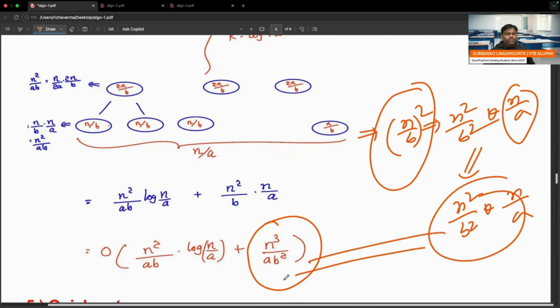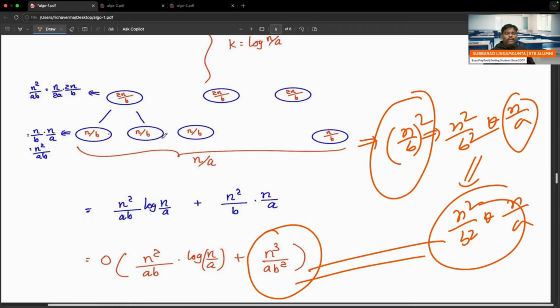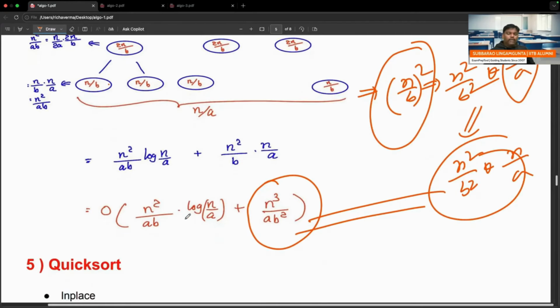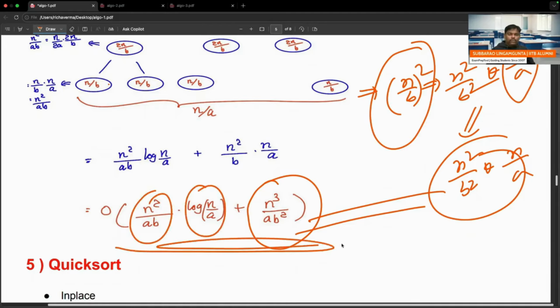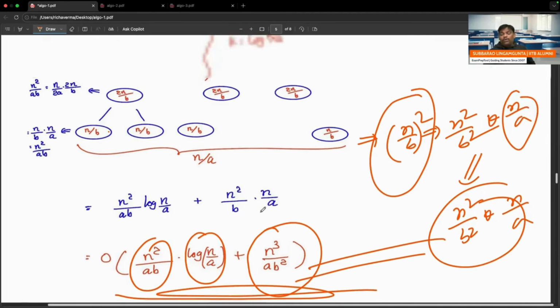Second level onwards, I think it is normal. N by b, 2n by b. How many groups are there? N by a by 2, which becomes n by 2a, into 2n by b. That gives n square by ab, a normal story. Every level costs n square by ab, and the number of levels is log n by a. Same story. Please check one time. I am not doing anything new.